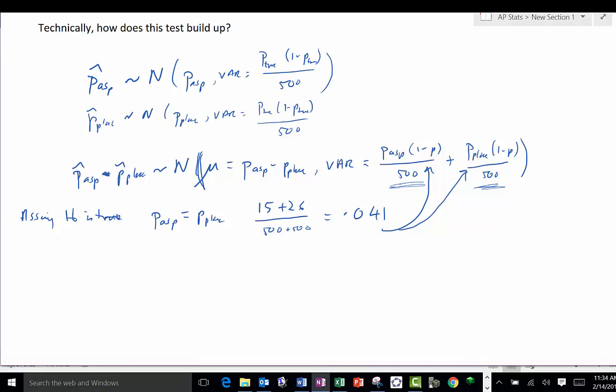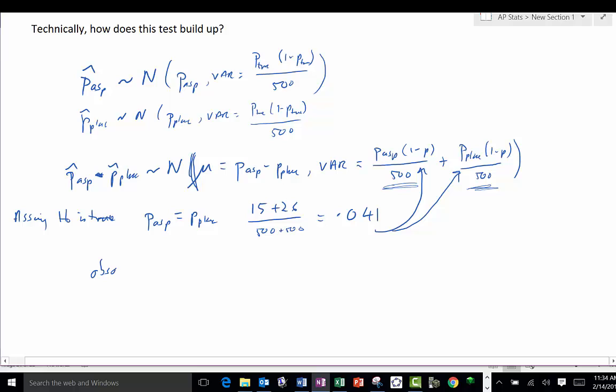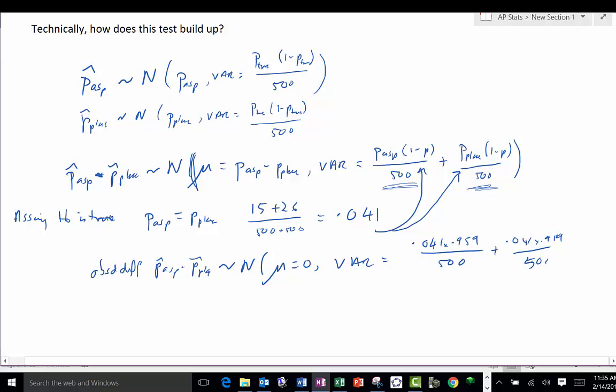So assuming H0 is true, the observed difference, the observed proportion with aspirin minus the observed proportion of placebo, that difference should now follow a normal with a mean equal to 0 and a variance equal to 0.041 times 0.959 over 500 plus 0.041 times 0.959 over 500. And that is what we're going to do for the test.